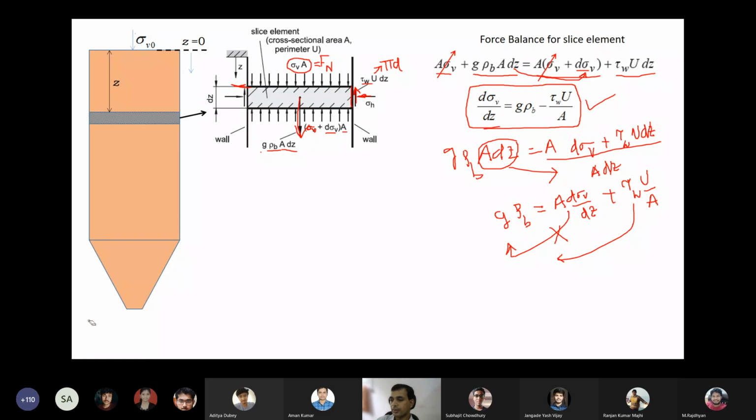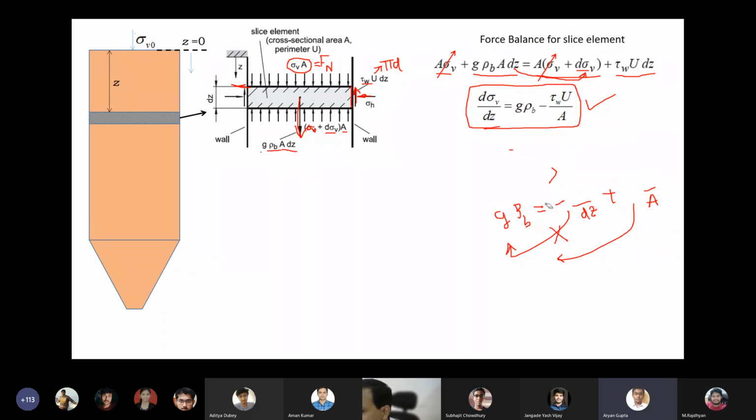Some doubt? Sir, if we have divided by A, then A d sigma v by dz will not be there. The A with A multiplied by d sigma v. Sorry, student, I could not understand. Can you repeat once again? No, sir. In that equation, you had already divided by A, so you had written again A along with d sigma v by dz. Oh, okay, okay. Sorry. Thank you.